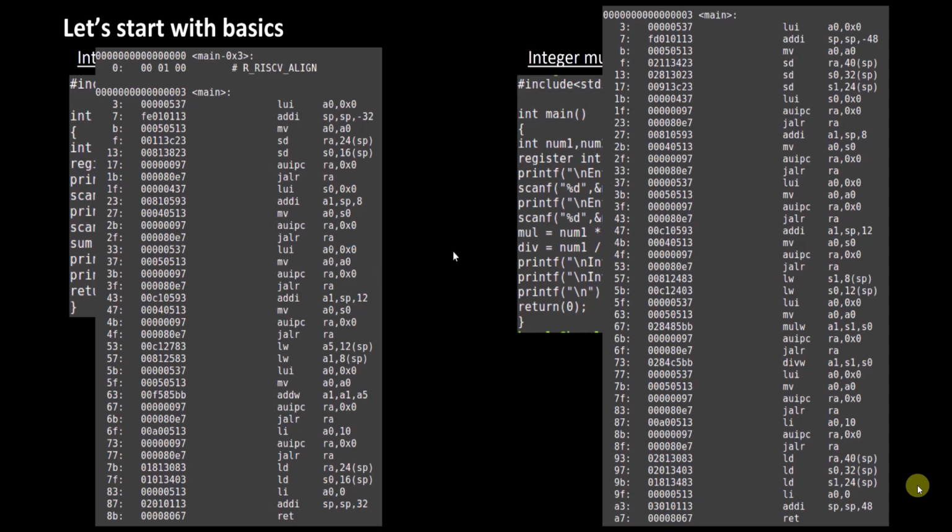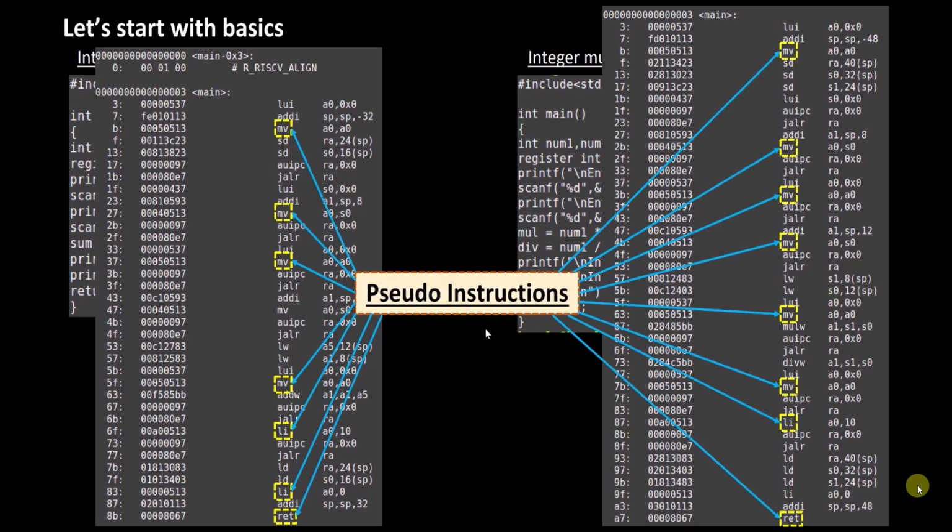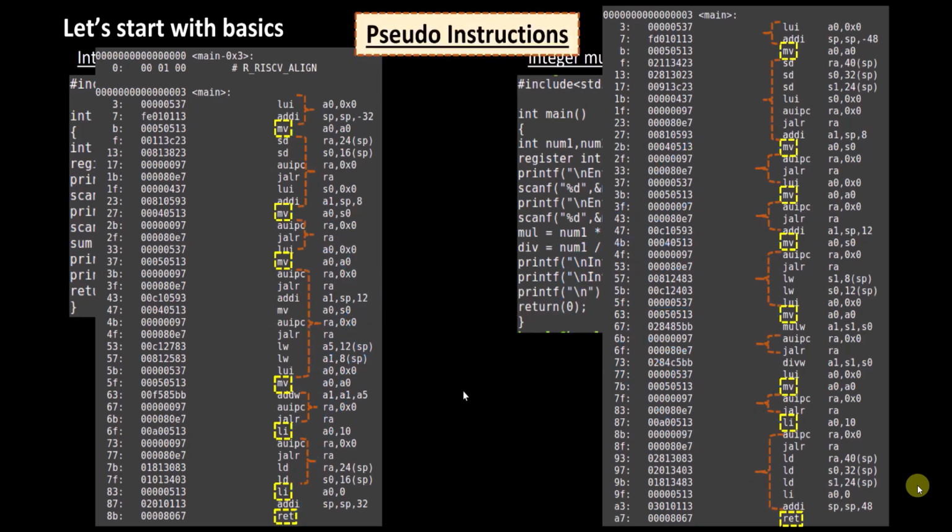If you look at the instructions like move, load immediate li, or ret, these instructions are categorized as a separate set and they are called pseudo instructions. There are reasons why we call them pseudo instructions. Apart from these, there are some more instructions that come under this category. We'll talk about that when we reach there. So pseudo instructions form one of the contents of our course.